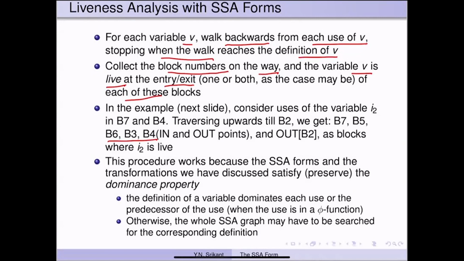So this procedure works because the SSA forms and the transformations satisfy the dominance property, which I just stated here again. If the dominance property were not to be satisfied, then we would end up searching the entire SSA graph to get the corresponding definition. And this is precisely what goes wrong in the ordinary flow graph. And that is why we don't use something like this. We use a complete data flow analysis to compute the liveness on this.